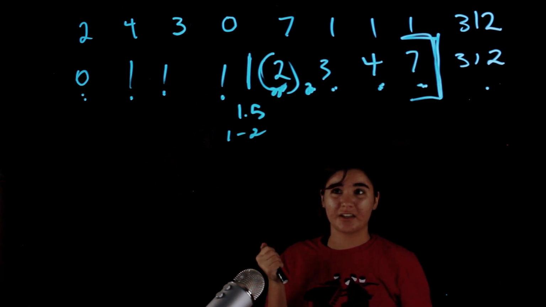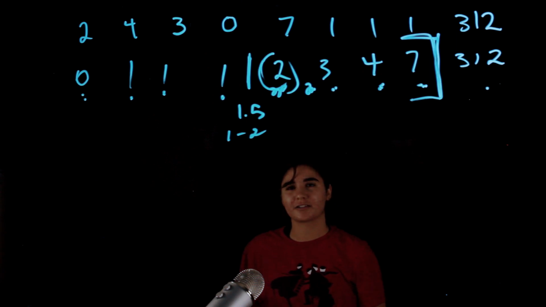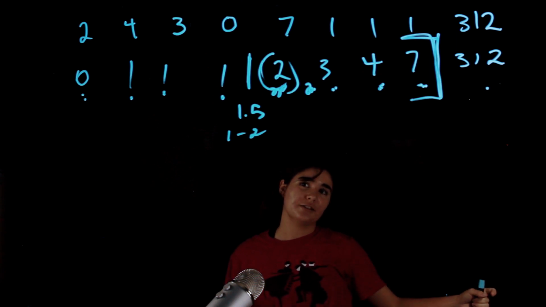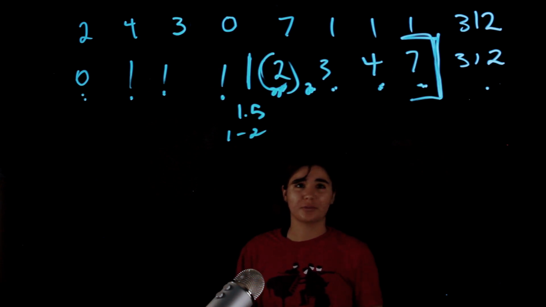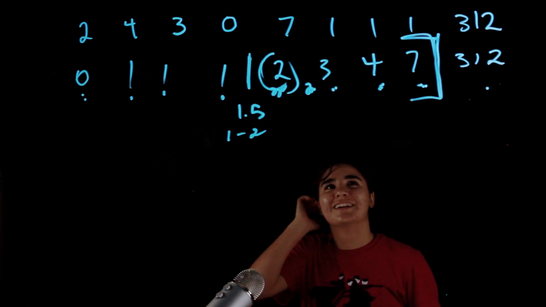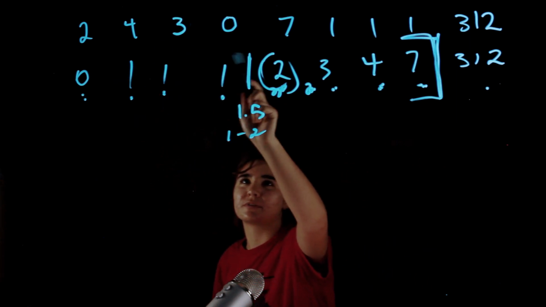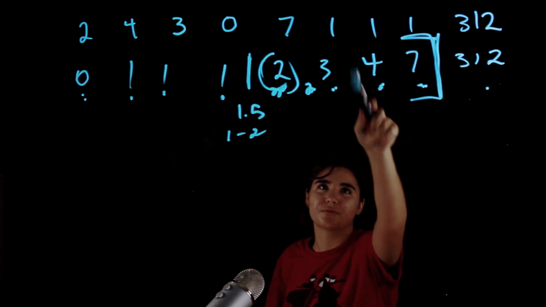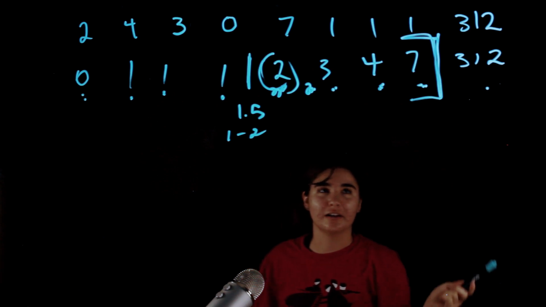Okay, that's the median. Now we can try to find the mean of the data set. So that would be the average. And to do that, you add up all the numbers and you divide by how many numbers there are in total. So we could add up 2 plus 4 plus 3 plus 0 plus 7 plus 1 plus 1 plus 1 plus 312 and then divide by 9.